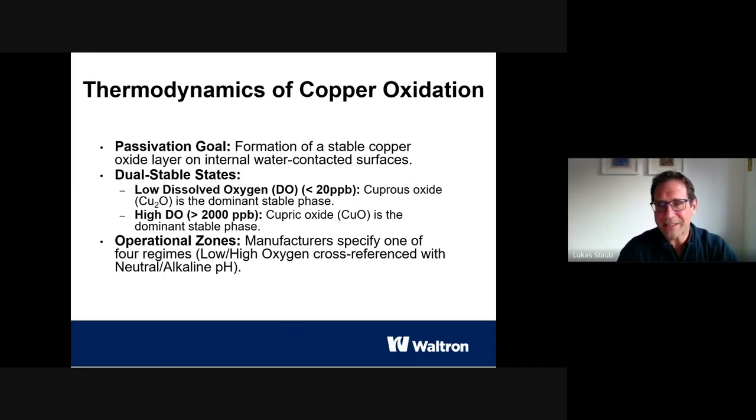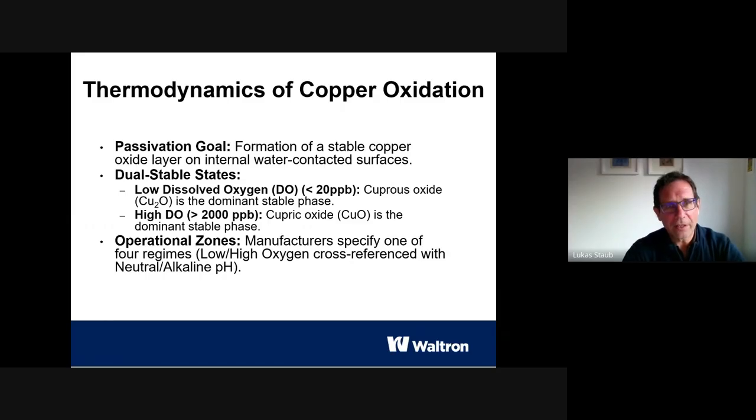Like in many systems in power plants that are in contact with water, we're trying to passivate. We're trying to form a stable layer of copper oxide in this particular case. And there are dual phases of stable layers of copper oxide. One is the low dissolved oxygen regime, where we're talking about lower than 20 ppb, which forms cuprous oxide.